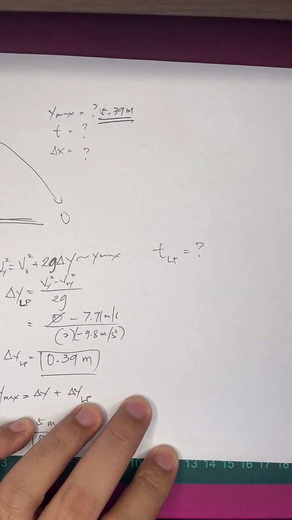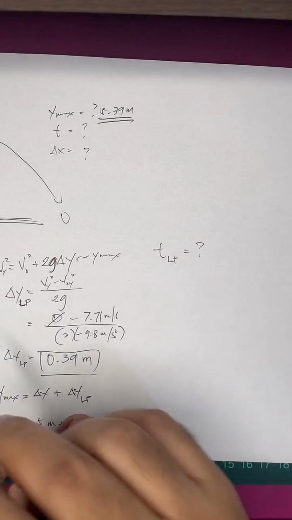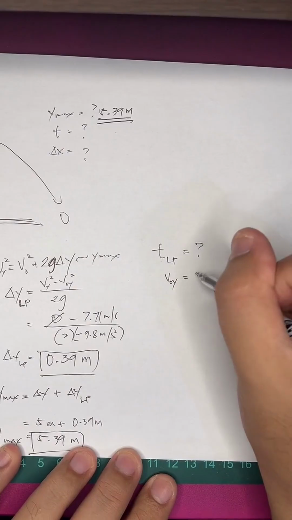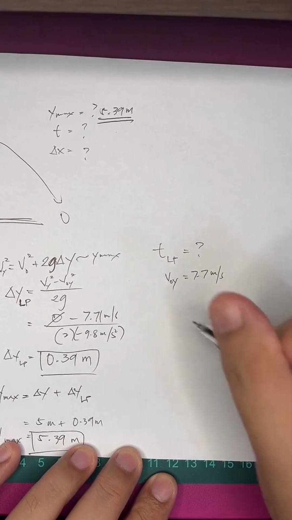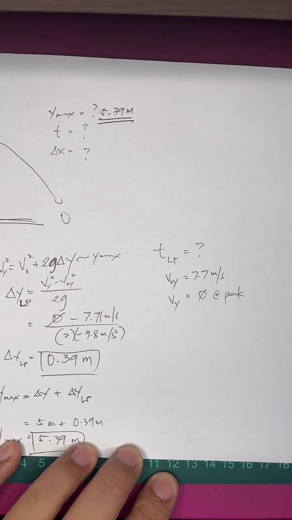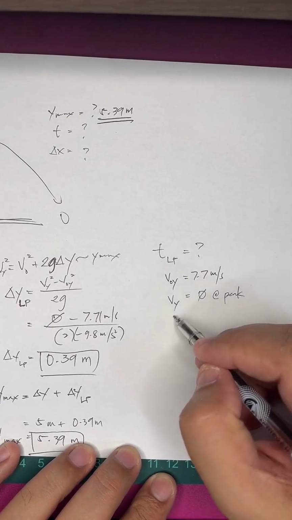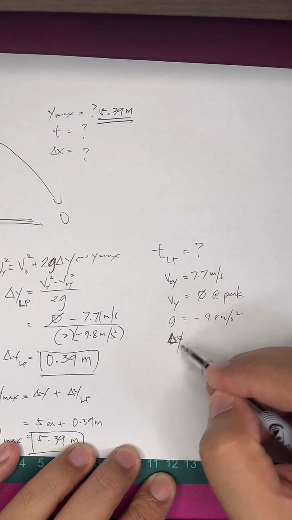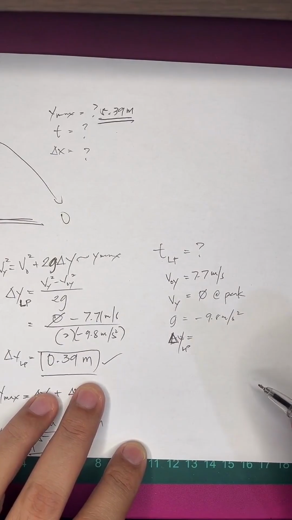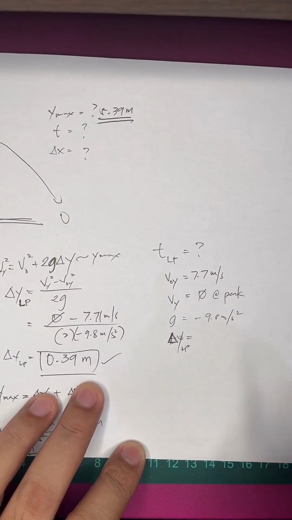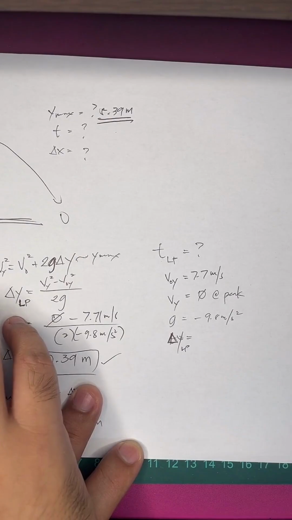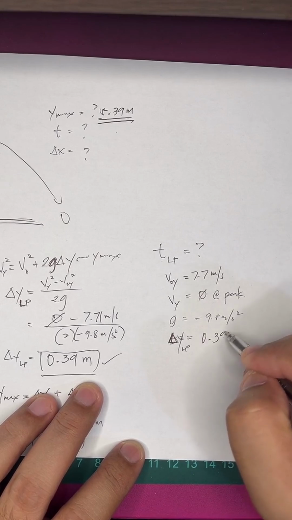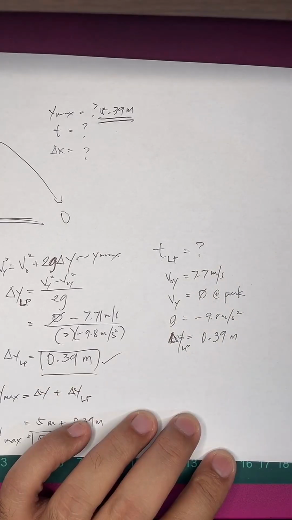we don't know that. But from launch to peak, we know that the initial velocity in y is 7.71 meters per second. Vy at peak, 0 at peak, and then g is negative 9.8 meters per second squared. Delta y, or y max, in this case, we will be using 0.39 because we are describing the motion from the launch to the peak. So it is 0.39 meters. So we can simply use equation 1 then.